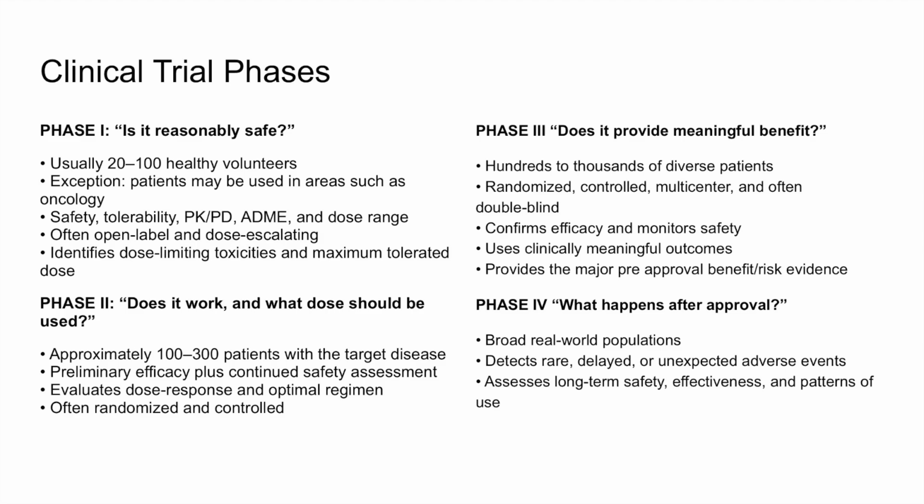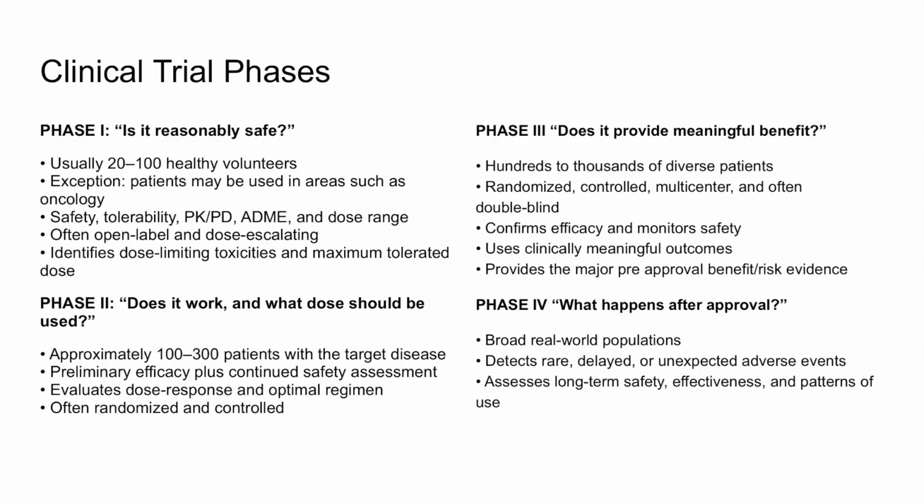So the 4 clinical trial phases answer progressively different questions. Phase 1 just asks whether the drug is reasonably safe and explores tolerability, pharmacokinetics, pharmacodynamics, and an appropriate drug dose range. It usually involves a relatively small group, often healthy volunteers, although areas such as oncology commonly enroll patients. Phase 2 asks whether the treatment appears to work in patients with the target disease and helps identify the optimal dose. Phase 3 uses a much larger and more diverse population to confirm efficacy, compare treatment with the control, and provide the main pre-approval benefit-risk evidence.